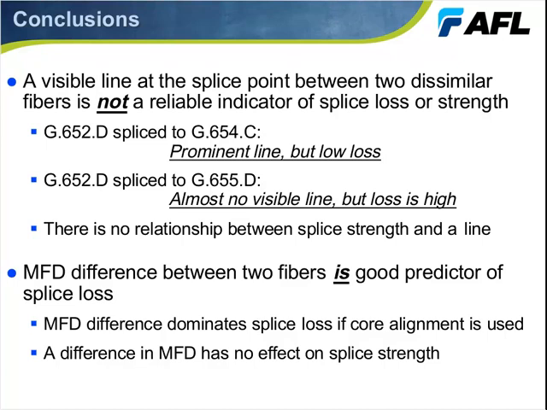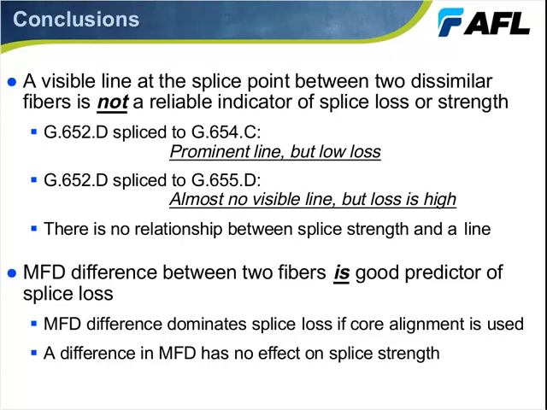Also, typically, the G657 fibers have a little bit smaller mode field diameter than the standard 652 fiber, but usually the fibers have been engineered so that the mode field diameter difference is relatively small and has a relatively small effect on splice loss, because that is a really desirable characteristic for a 657 fiber.